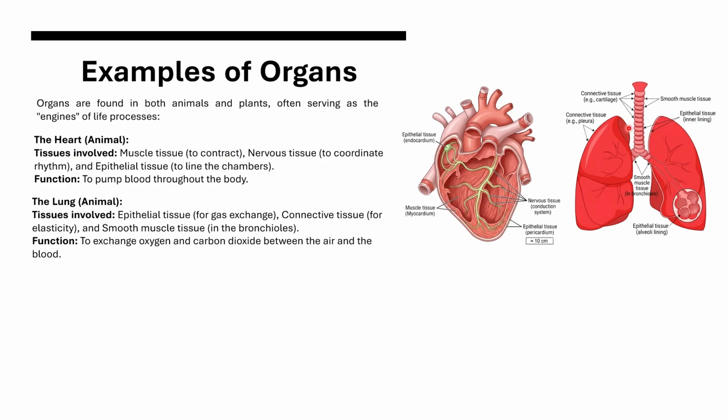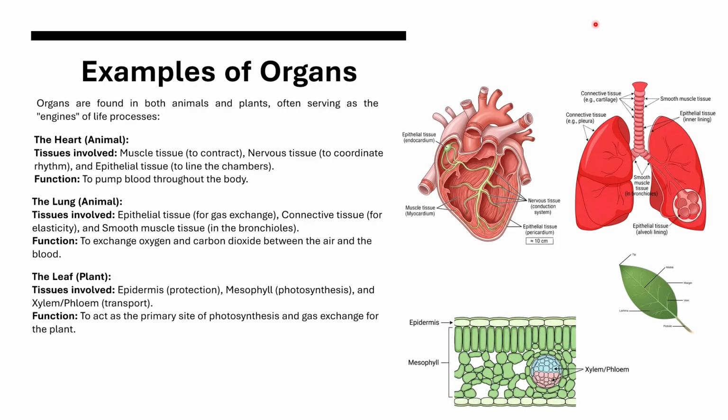Then the connective tissue. These provide the elasticity so your lungs can expand and snap back every time you breathe. Then the smooth muscle tissue, which is found in the bronchioles to help regulate how much air flows in and out. So the major goal here is very simple, but life saving. That is the gas exchange which the lungs perform.